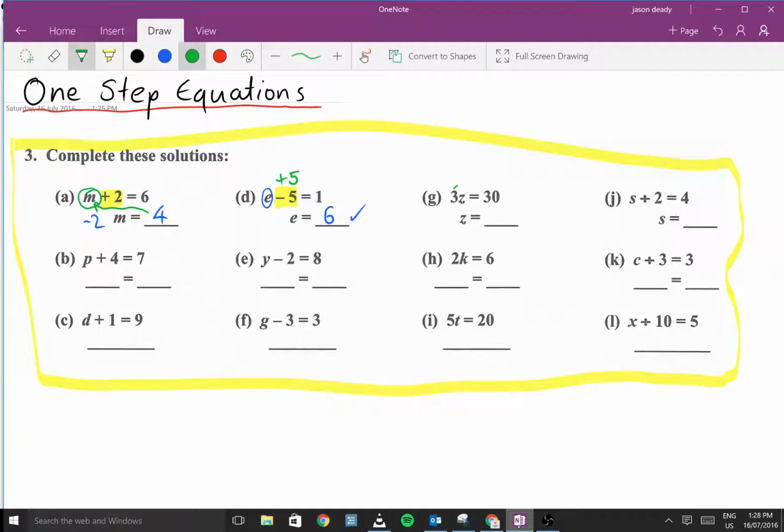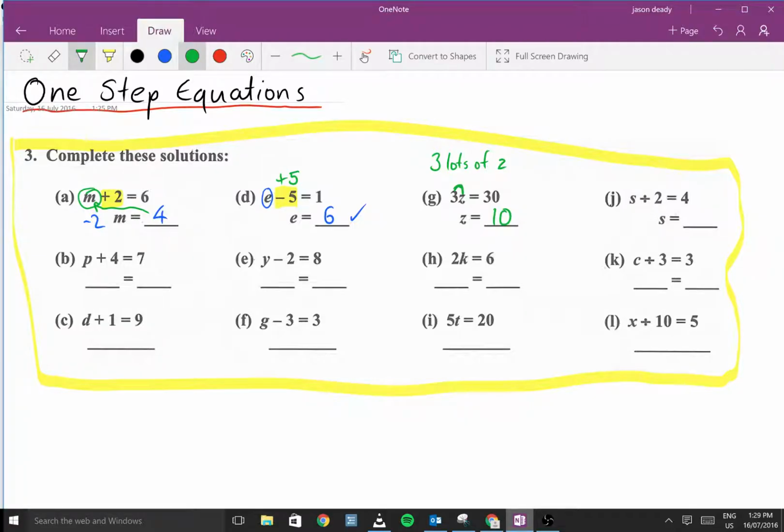When you see 3z, that means 3 lots of z, or 3 times z. So 3 times what gives me 30? We'll give you a little bit of a hint. The answer is 10, because 3 times 10 makes 30. The way to do that is just to use your divide. 30 divided by 3 will give me what we had in the first place.